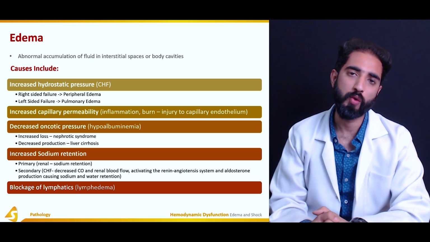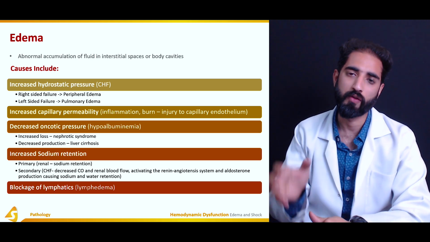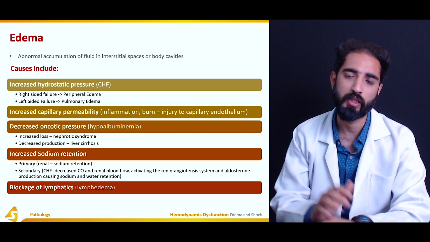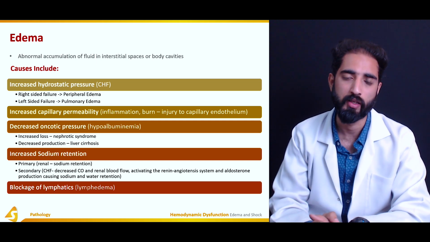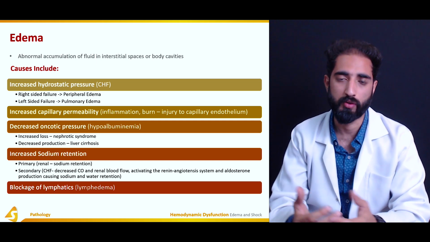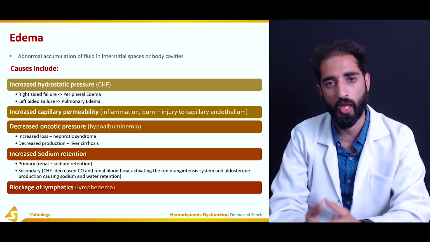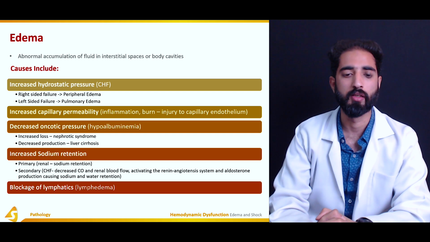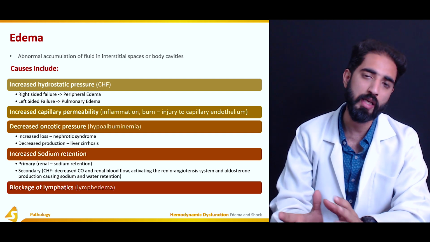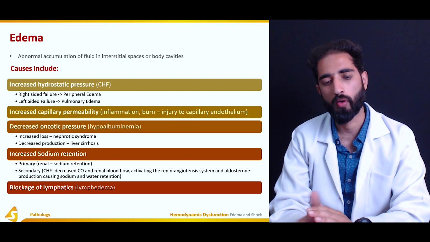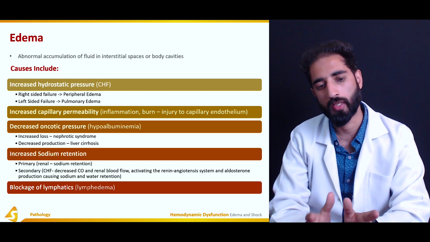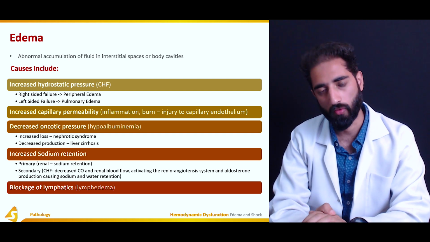Other causes include a decreased oncotic pressure because of the decreased protein quantity or decreased albumin serum levels, which is also known as hypoalbuminemia, and it can either be because of the increased loss of the albumin in the nephrotic syndrome, or because of the decreased production in liver cirrhosis.